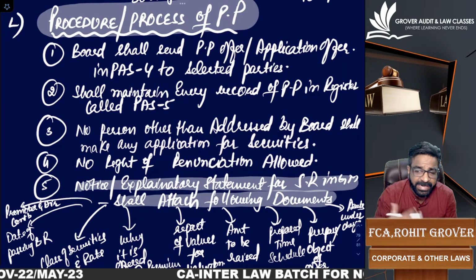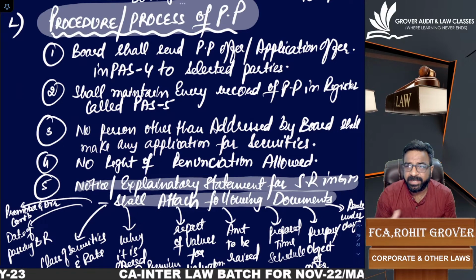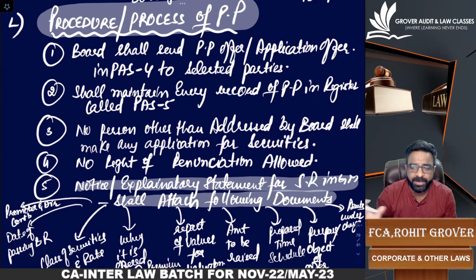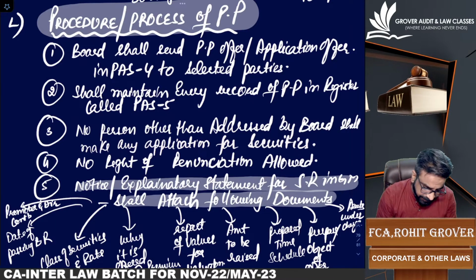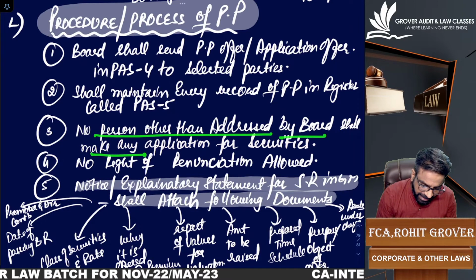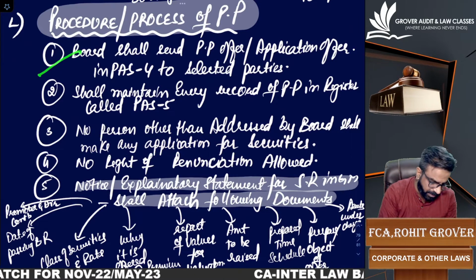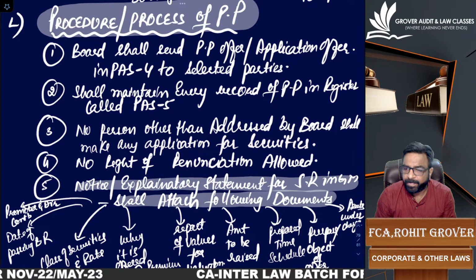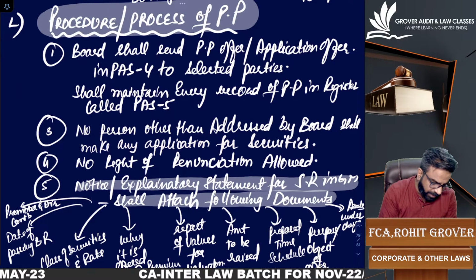Can anybody else apply for the private placement, or can no one apply? Did we do any kind of advertisement? No. Did we do any kind of marketing? No, sir. Does anybody know that I am going for a private placement? No one knows. So it means no person other than those addressed by the board shall make any application for securities. I hope all of you agree with points number 1, 2, 3. Yes, perfectly understood.